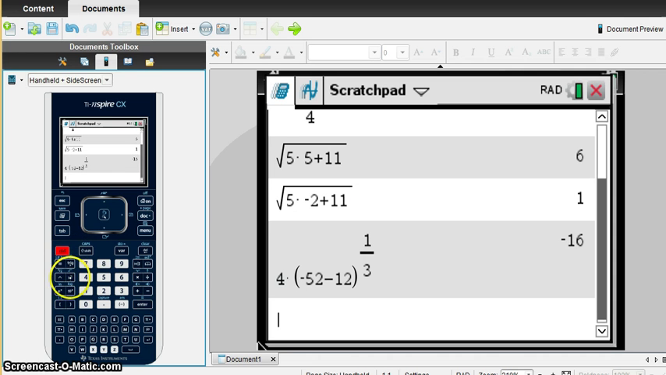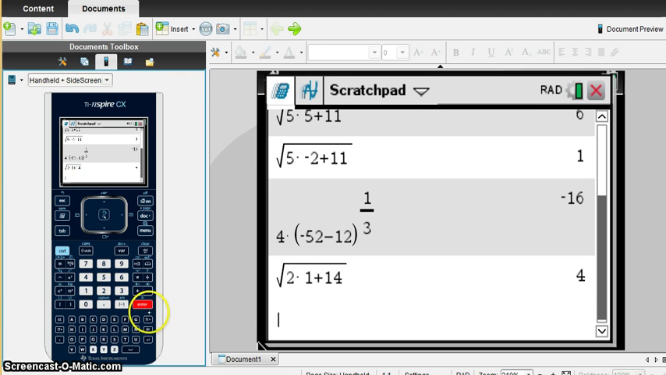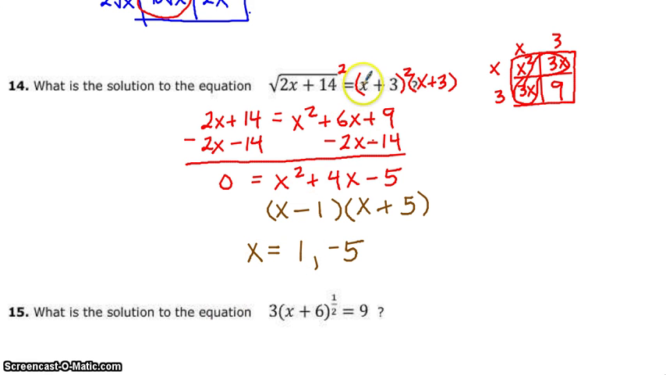All right, I'm going to do the square root of 2 times 1 plus 14. And I'm missing the 2. All right, so that gives me 4. And then if you look back, if I plug 1 in over here, 1 plus 3 is 4. So 4 does equal 4. 1's good. All right, let's try negative 5.